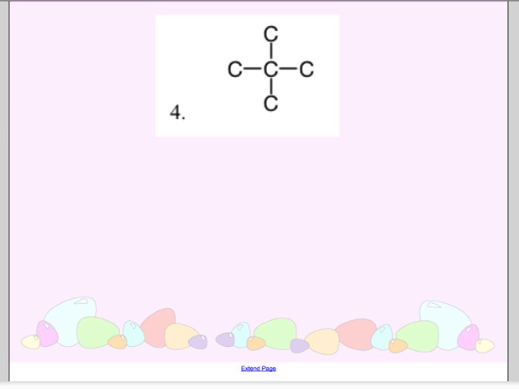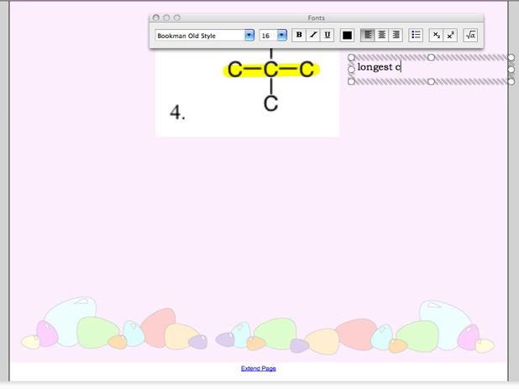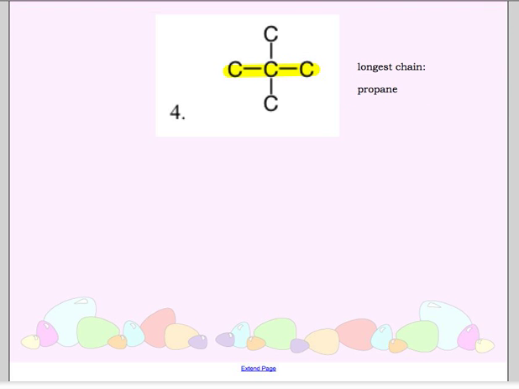This next one is just showing you what happens when we have more than one thing coming off. So you still find your longest chain. Again, there's a million ways you can draw this one, but the simplest one is probably just straight across. 3 carbons. That means our longest chain is propane. Again, you just look that up.